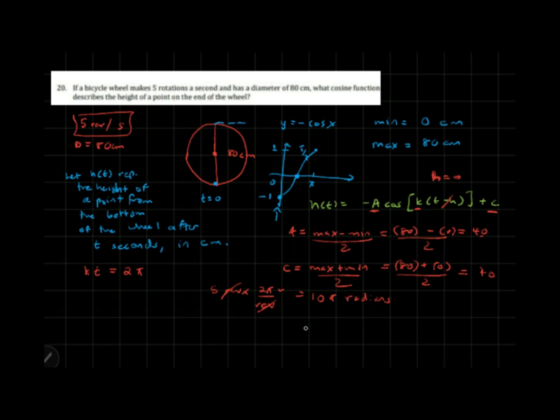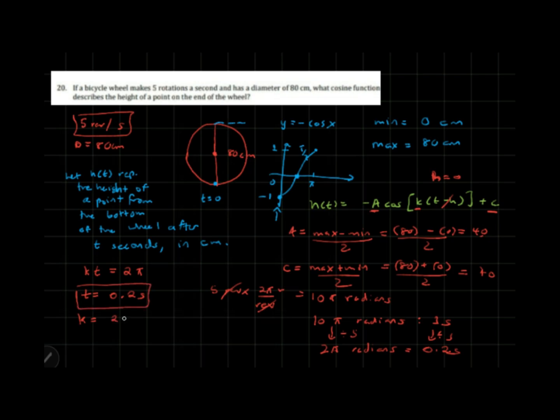Well, we want to figure out how long it takes for 1 revolution, which is 2 pi radians. So I'm just going to divide by 5. So 2 pi radians is found in 0.2 seconds. Okay, so the time here is 0.2 seconds, so the period is 0.2 seconds, the time it takes for 1 revolution.